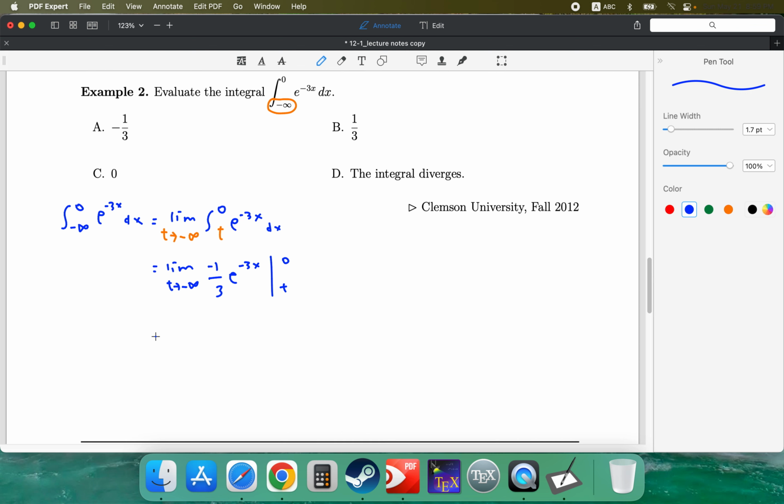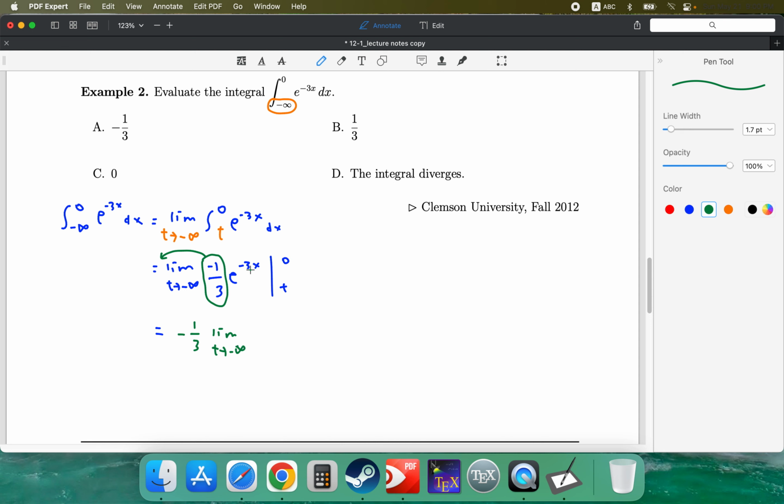This is my personal preference, you don't have to follow it, but negative 1 over 3 is a constant, so let me put it out front. I like to put all these constant multiples out so that they won't mess up my calculation. I will need to multiply the whole thing by negative 1/3 at the end. So negative 1/3 times the limit as t goes to negative infinity, and now we have e to the negative 3x.